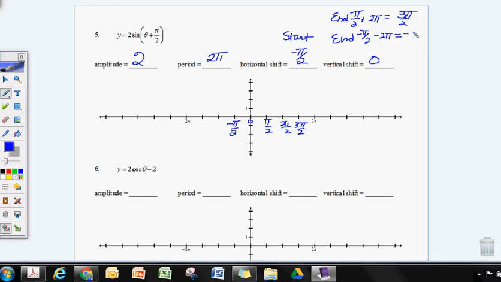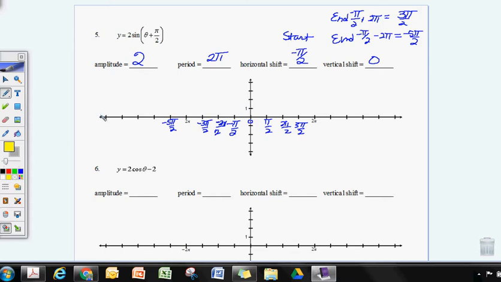The other wave, if I take negative pi over 2 and I subtract 2 pi, means that it would be at negative 5 pi over 2. So negative 5 pi over 2. And again, you can see negative 3 pi over 2 is the middle. 4 pi over 2 would be there, and negative 2 pi over 2 would be my next point.